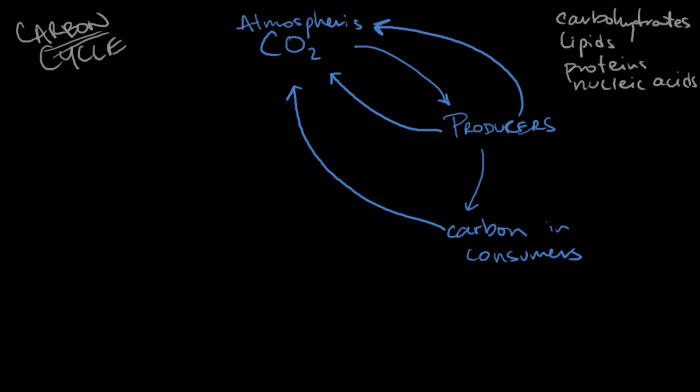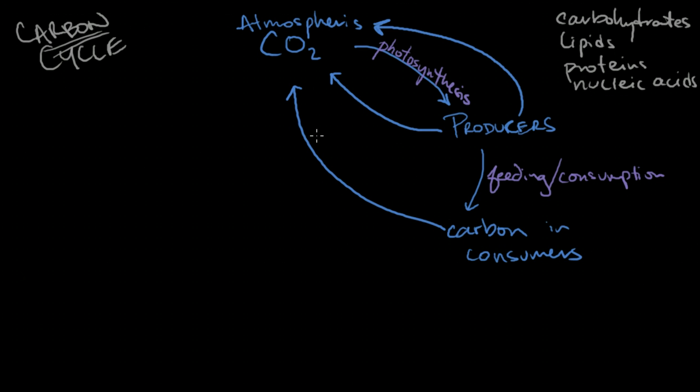I guess I should go ahead and start labeling. So, atmospheric carbon dioxide goes to producers through the process of photosynthesis. So remember that the command statement is to draw this carbon cycle and label the processes. So photosynthesis takes carbon dioxide out of the air into producers. Then we've got feeding or consumption as the process that takes carbon from producers to consumers.